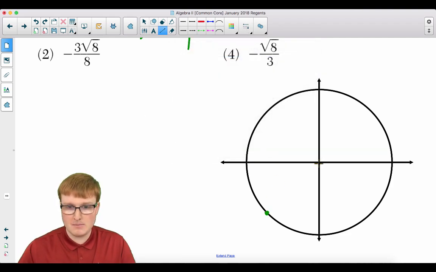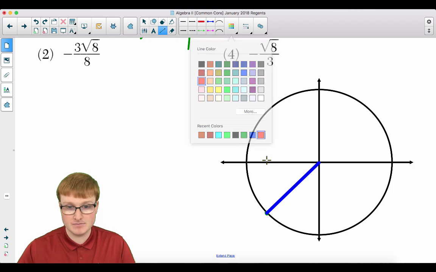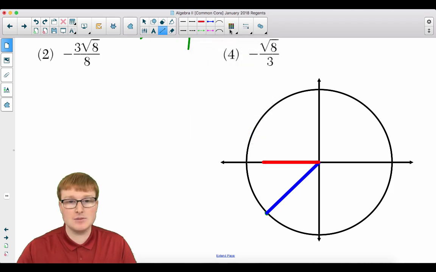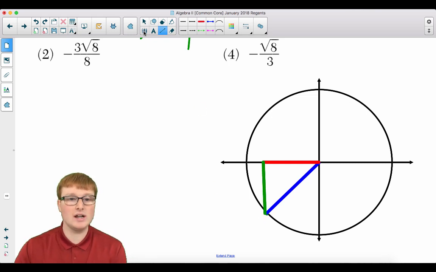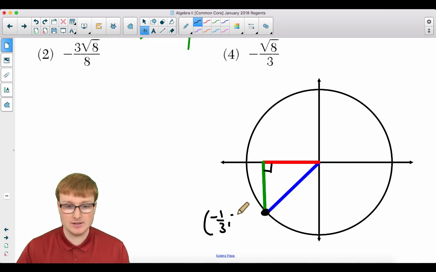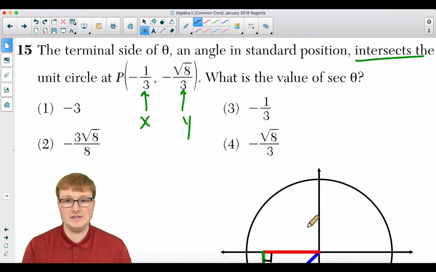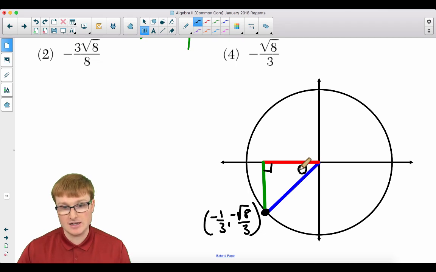So I'm going to draw my radius from the origin to that green dot. I am then going to draw my x value right over here, and I'm going to draw my y value right over here. Okay? So what I just created is a right triangle. And this, ladies and gentlemen, that point is the point negative 1/3, negative square root of 8 divided by 3. Now, what does that do for us? It says, what is the value of secant of theta? Well, the terminal side of theta, which is an angle in standard position. So this is actually theta right over here.